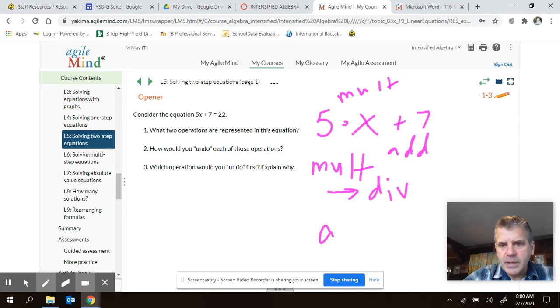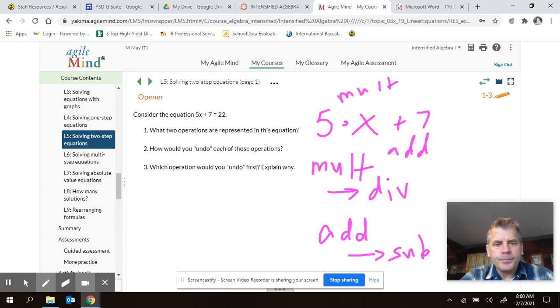And then obviously addition is undone by subtraction. And then this is important. Which operation would you undo first? And then explain.